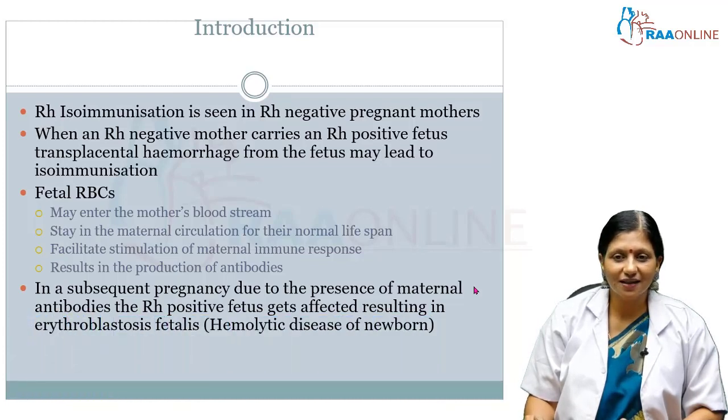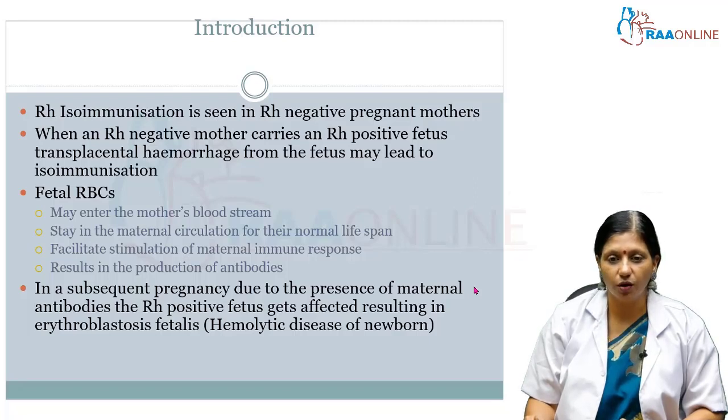So when an Rh negative mother carries an Rh positive fetus, there is a transplacental hemorrhage from the fetus, which can lead to isoimmunization. So fetal RBCs can enter into the mother's bloodstream, and they express the D antigen or the Rhesus antigen. They stay in the maternal circulation for their normal lifespan and they stimulate the maternal immune response, resulting in the formation of anti-D antibodies.